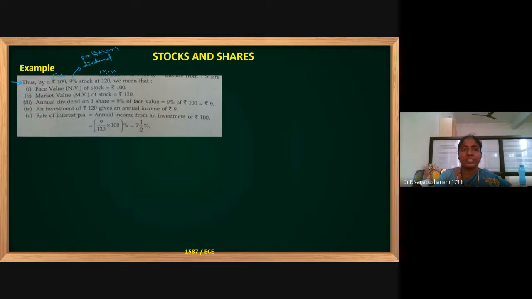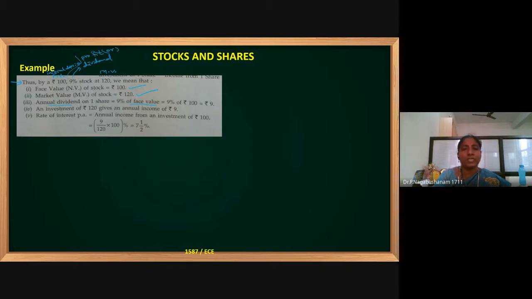100 rupees is the initial deposit, which is called face value. 120 is the market value. 9 is the dividend, the profit. So first we identify 100 rupees face value and 120 rupees market value. Next, the annual dividend, the annual profit. We have to calculate the profit with respect to face value. It is 9 percent, because wherever we see a percentage, it is with respect to 100. Here face value is 100, so it is with respect to 100.